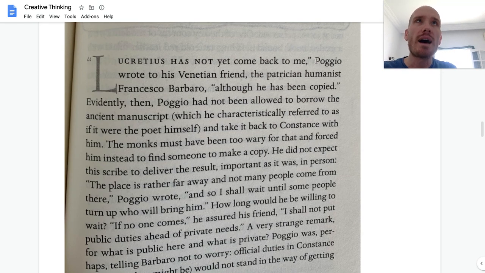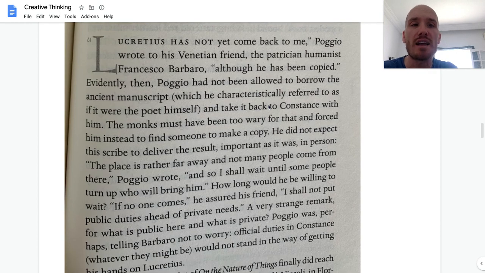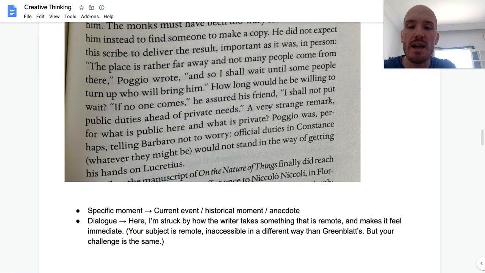Right? So here, Greenblatt is presenting something he found in his research, but notice that his mind is engaged creatively to present this in a way where something is very remote, literally from the ancient world, but it feels like it's happening in front of you, right? That's the creative thinking and the awareness of audience that we're trying to imitate, that we're trying to learn, right?